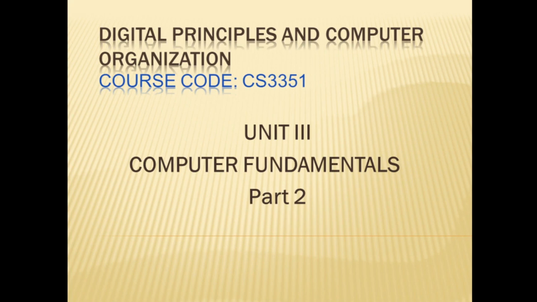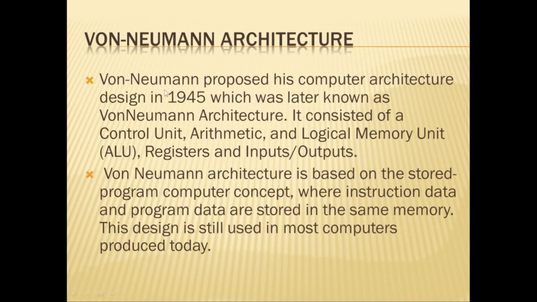In this video, I am going to explain the Von-Neumann architecture, an architecture of 1945, named after him as the Von-Neumann architecture. It is similar to the general computer architecture. This architecture also contains a control unit, arithmetic and logical unit, memory, and input and output.